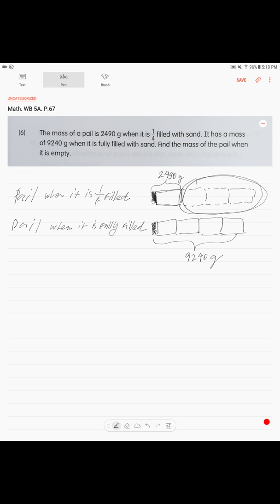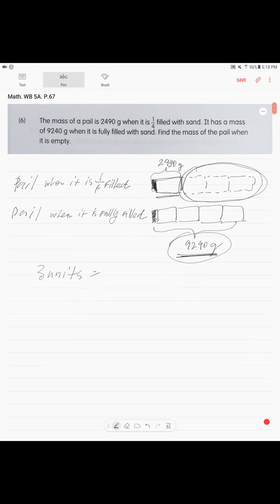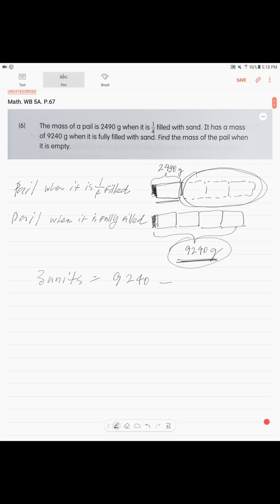Now it's clear, right, that 3/4 is empty. So we want to know what are our 3 units, and we can clearly see that our 3 units is the difference between the pail when it's fully filled and between 1/4. So we just subtract 9240 minus 2490 is equal how much to your mass? 6750 gram. So what is one unit then? You just do your math, you divide it by 3 and you get 2250 gram, right?